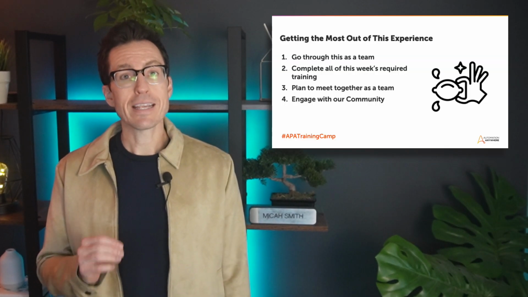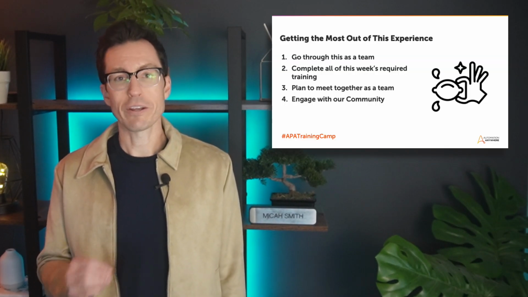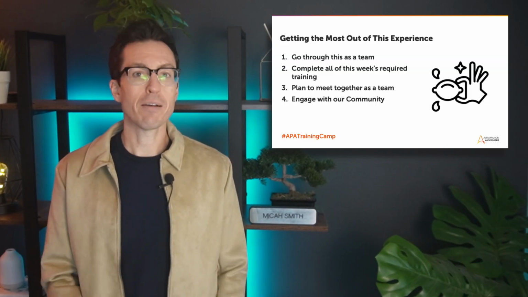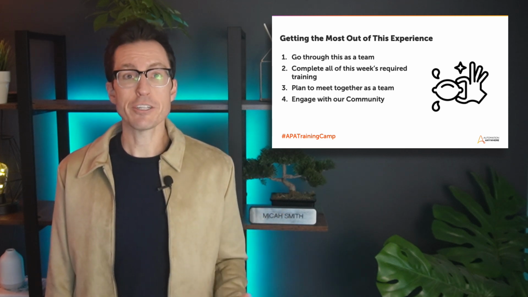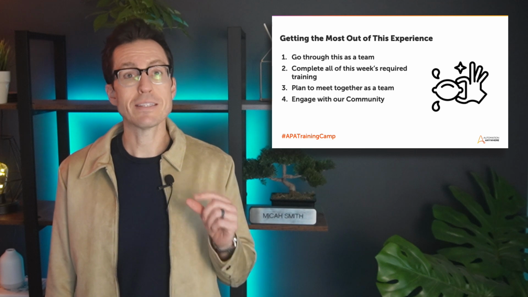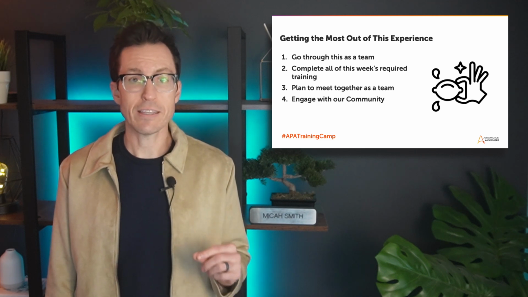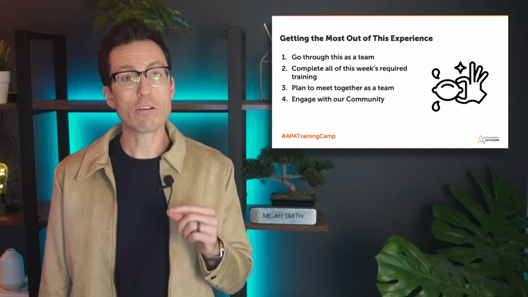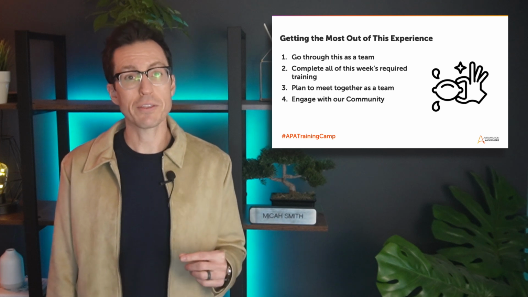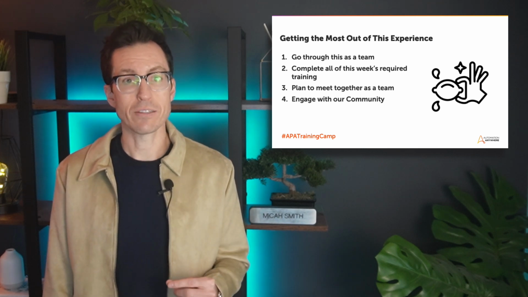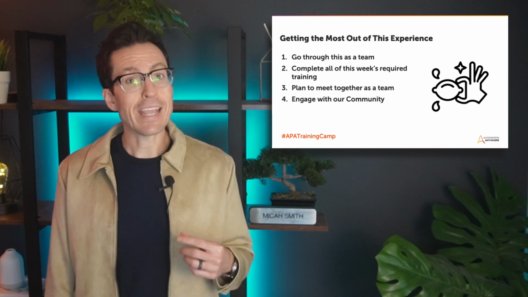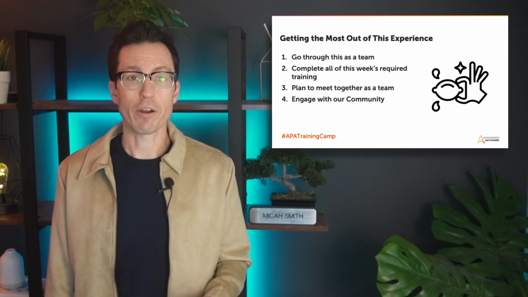Plan to meet together as a team to discuss what you're learning. Schedule it now, set it up, make sure everyone has a date. In your game plan, you're going to find a discussion guide and a team activity specifically designed to facilitate these conversations. These will be crucial to making sure that everyone is on the same page and everyone's perspectives are being recognized. Finally, engage with our Automation Anywhere community.